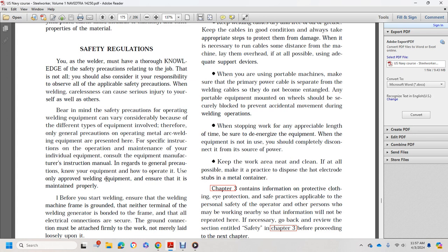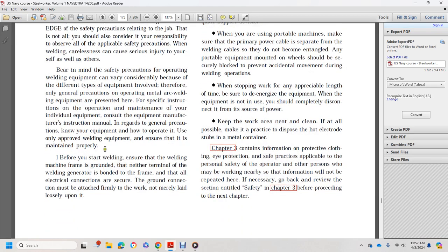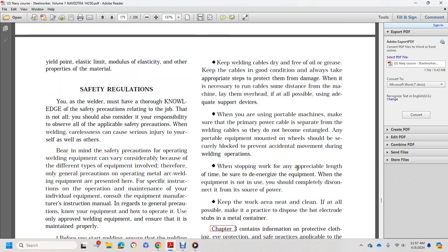Regardless of the general precautions, know your equipment, how to operate it, and use only properly maintained welding equipment. One, before you start welding, ensure the welding machine frame is grounded and either terminal of the welding generator is bonded to the frame. Two, ensure the electrical connections are secure. Ground connections must be attached firmly to the work and not merely laid loosely upon it.